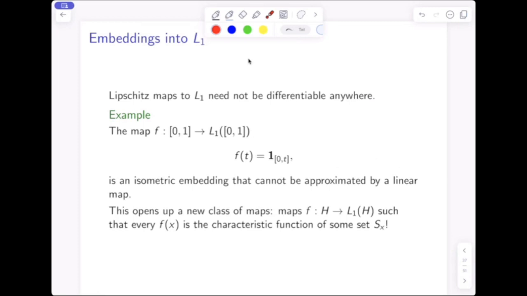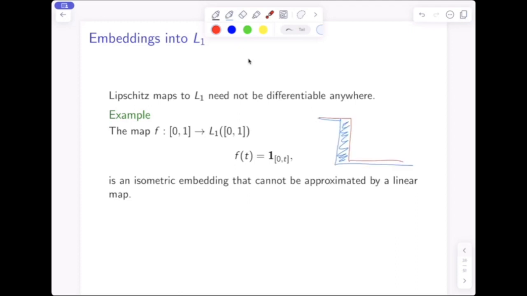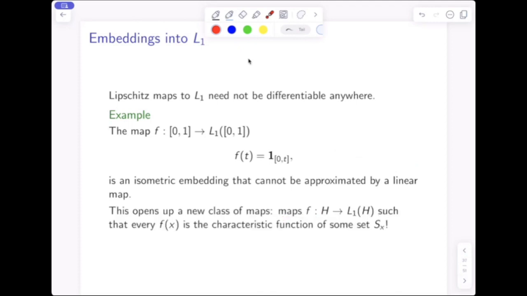Because of this, the techniques that we used based on differentiability before no longer work. We can no longer get bounds on the distortion using differentiability. And that opens up a whole new class of possibilities, because now we can consider maps from the Heisenberg group to the set of L1 functions on the Heisenberg group, so that the image consists of 0, 1 functions, so that f of x is the characteristic function of some set S sub x.